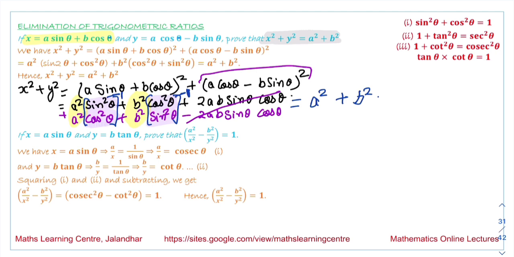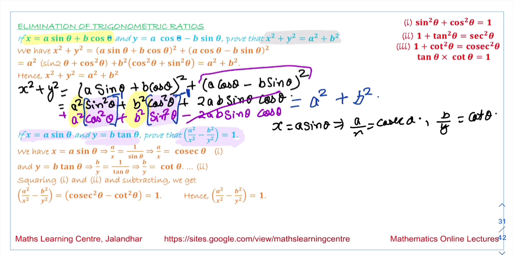Now the next one: x is equal to a sin theta and y is equal to b tan theta. These two values are given to us, and we have to prove that a square over x square plus b square over y square is equal to 1. From this equation, x is equal to a sin theta, which gives us that a over x is equal to cosecant theta. Similarly, b over y is equal to cot theta.